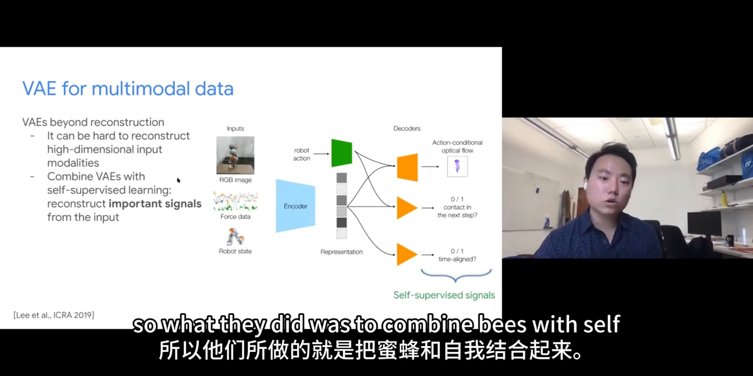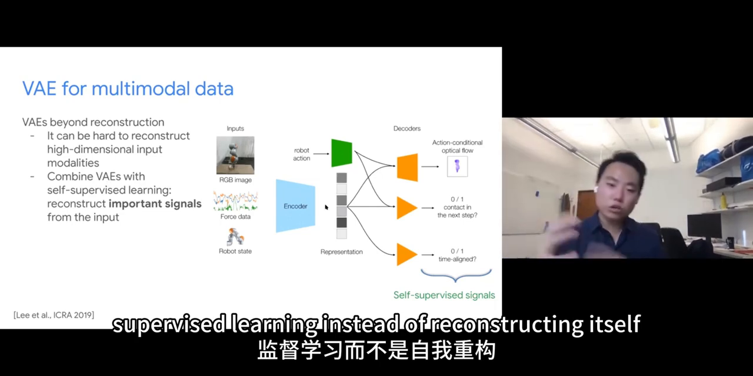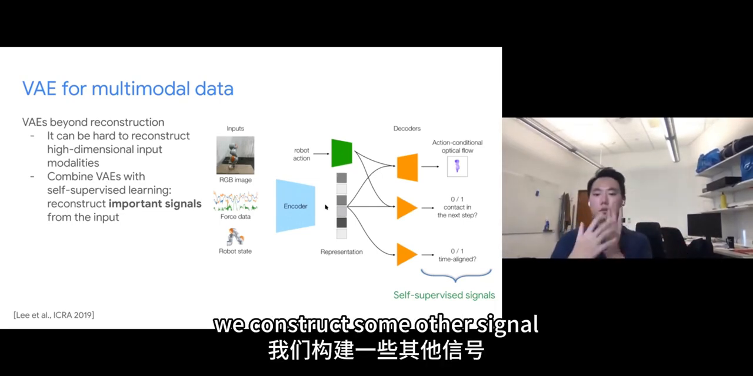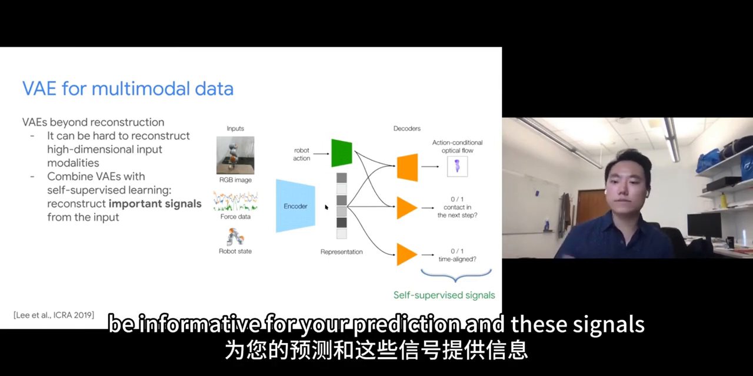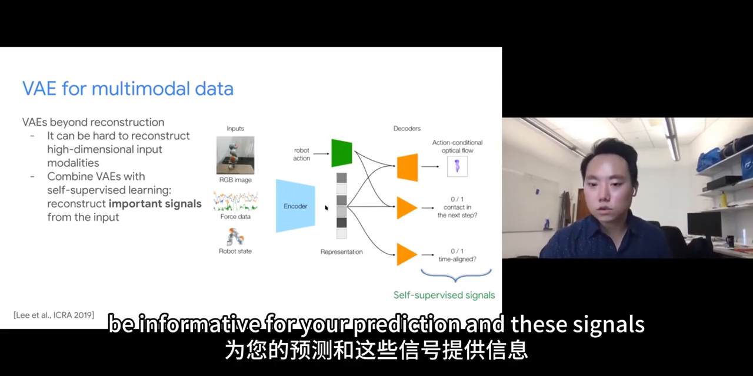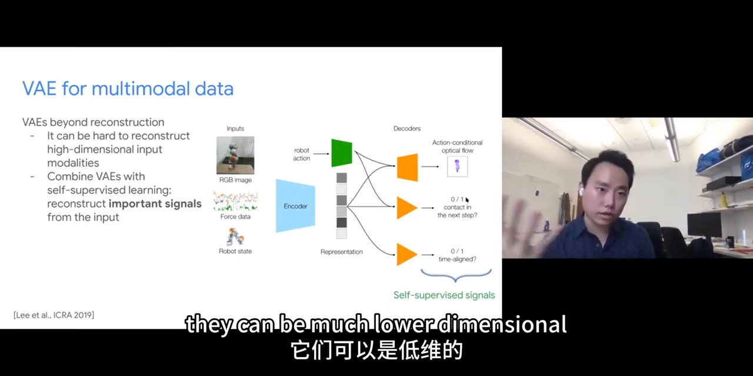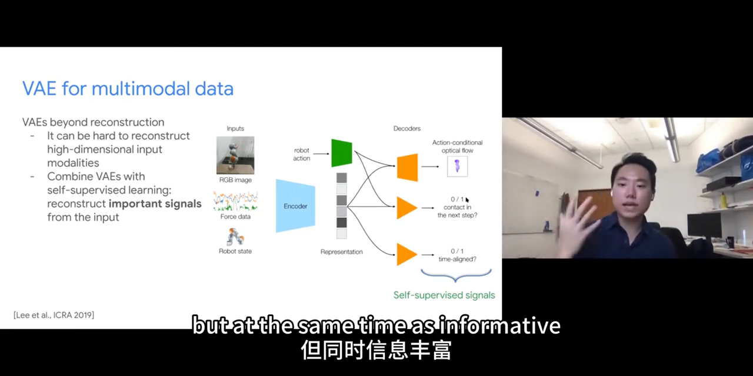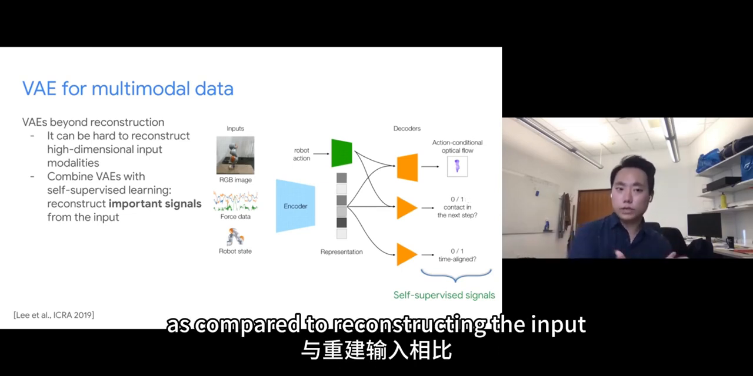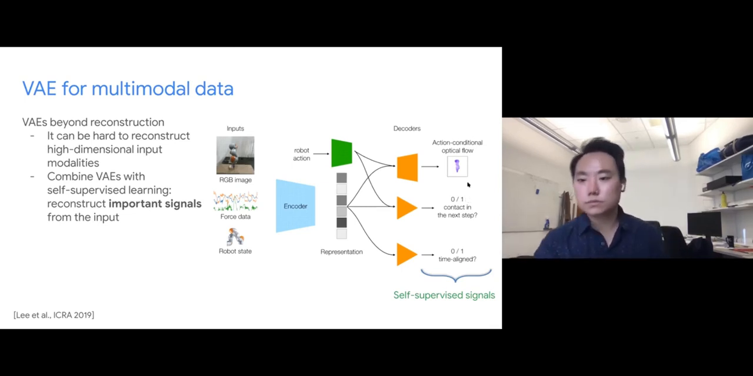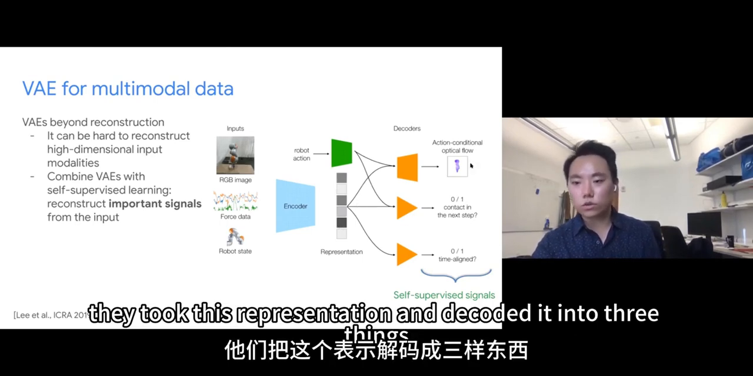So what they did was to combine VAEs with self-supervised learning. Instead of reconstructing itself, reconstruct some other signal which you know will be informative for your prediction. And these signals, if you choose them well, they can be much lower dimensional, but at the same time as informative or even more informative as compared to reconstructing the input. So what they did here was that they took this representation and decoded it into three things.